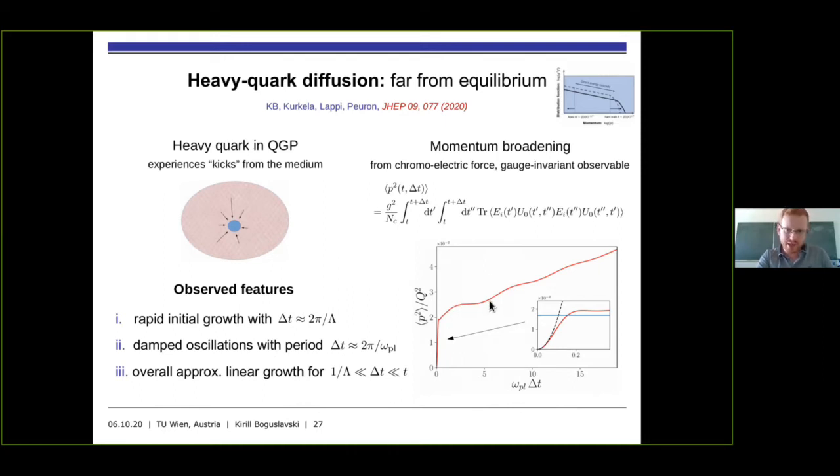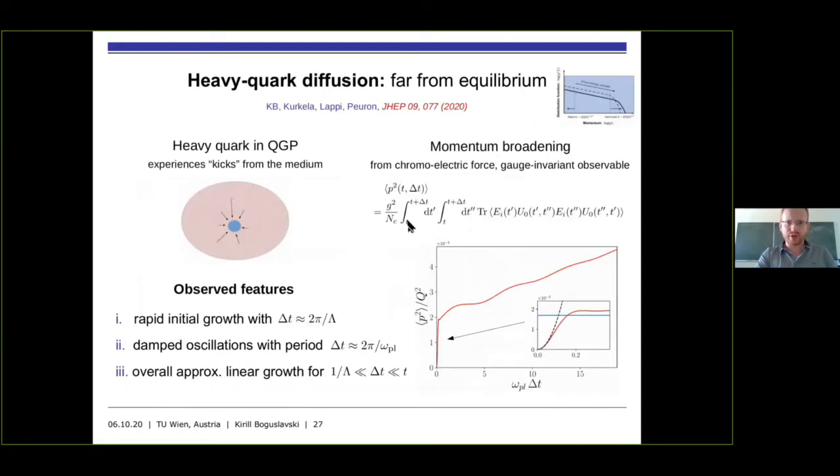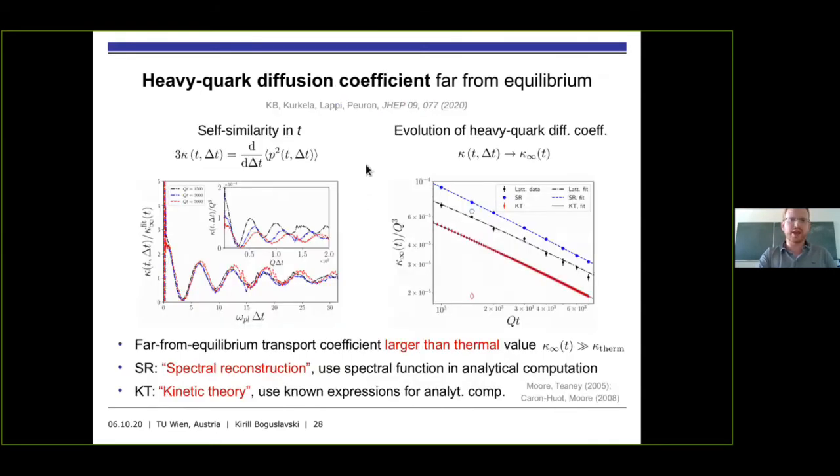But what you also see, and this is new, and is one of the main points of why I'm talking about this, is some oscillations which are pretty slow and which have a period of the order of the inverse plasmon frequency, so the inverse mass. Now, taking the time derivative of this momentum broadening, one of those integrations cancels, and you get again the correlator.